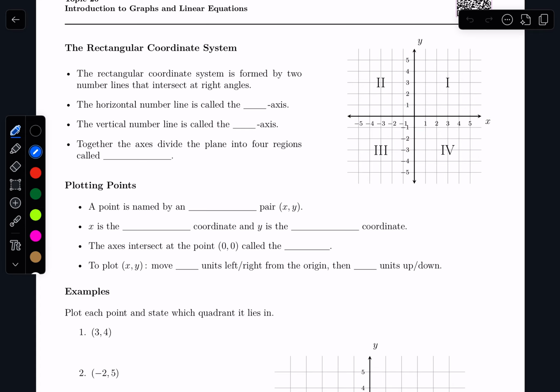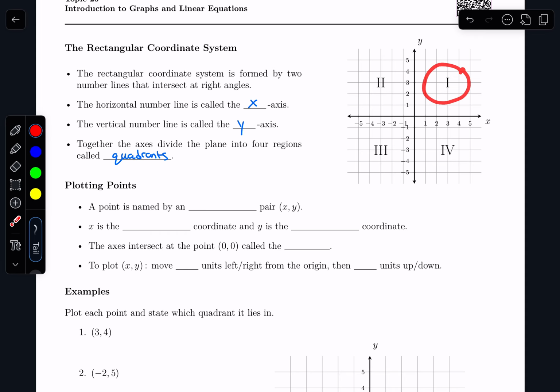The horizontal number line I said was called the x-axis, and the vertical number line is the y-axis. It's very important we know the difference between x and y, because when we plot points, we're going to need to know which one is which. Together, the axes divide the plane into four regions, and these are called quadrants. They're called quadrants because quad means four, right? Now you can see them labeled on the graph over there.